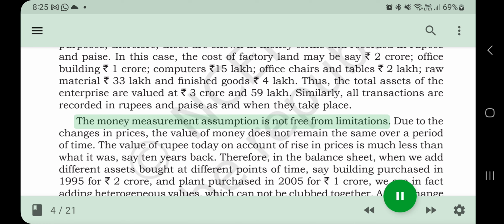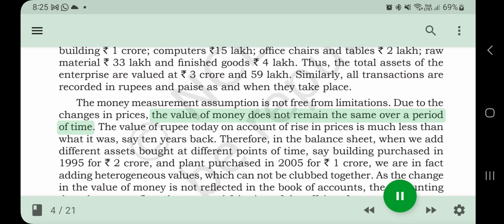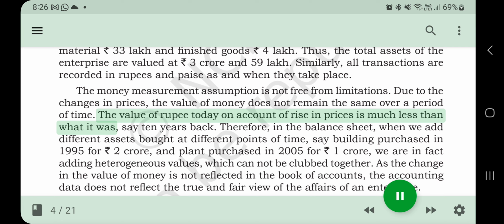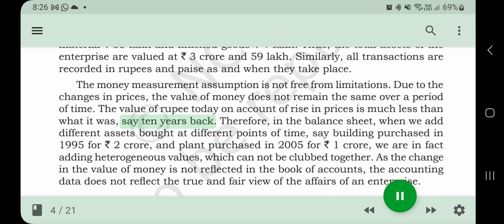The money measurement assumption is not free from limitations. Due to the changes in prices, the value of money does not remain the same over a period of time. The value of rupee today on account of rise in prices is much less than what it was, say 10 years back.